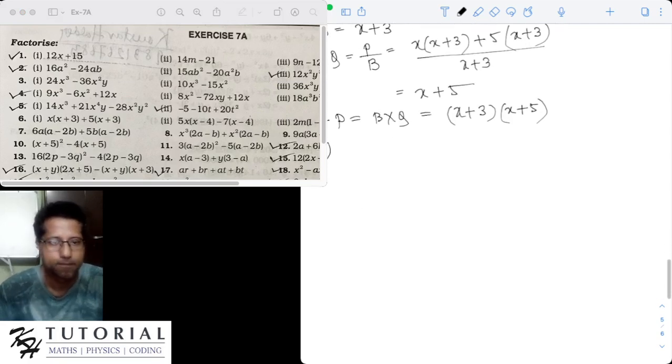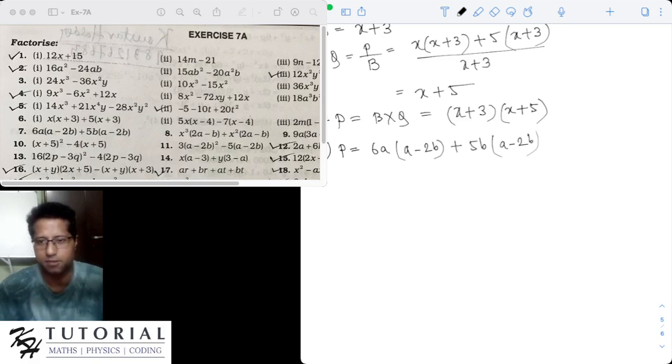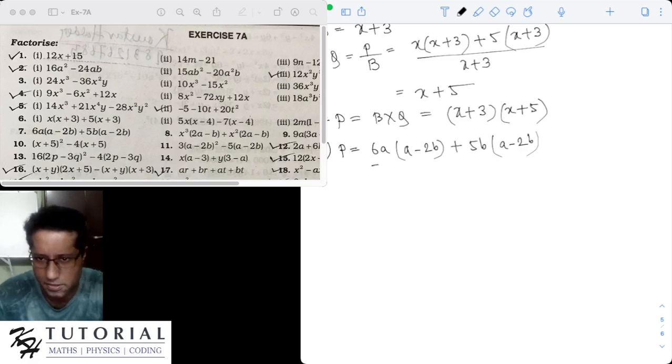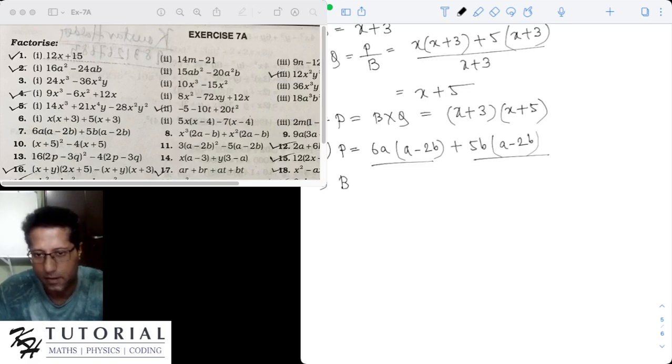We have the polynomial p is 6a multiplied by (a minus 2b) plus 5b (a minus 2b). If we consider p as composed of two parts, this part and this part, you can see these two parts have a common factor of a minus 2b. A minus 2b is present in both the parts. So the binomial, which is a common factor, is a minus 2b.